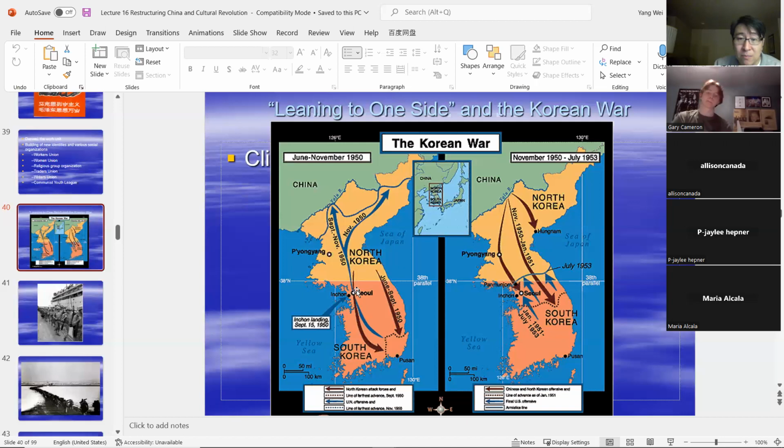In this case, the American army was authorized by the United Nations. The United Nations was the international organization that emerged after World War II. So with the authorization of the UN, the American troops were pushing northwards. By October and November, MacArthur had crossed the so-called 38th parallel, which is the divide between the Soviet-occupied area and the American-occupied area in the peninsula. So when MacArthur was winning, he crossed the 38th parallel and pushed all the way to the Korean-China border. And this was considered a threat by Mao.